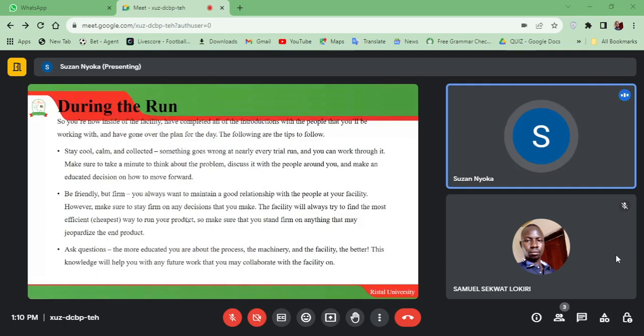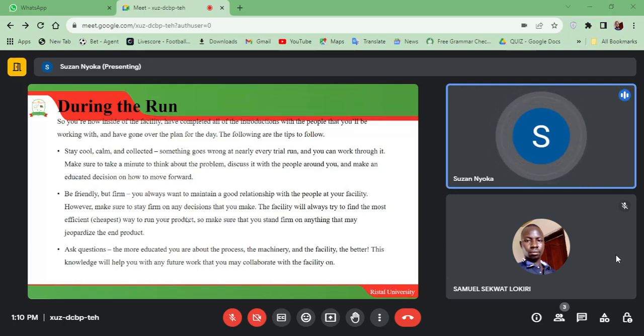During the scale up process, anything happens. In every trial, there's always a mistake. So you need to stay calm and see the way forward of how to get out of that error or mistake.